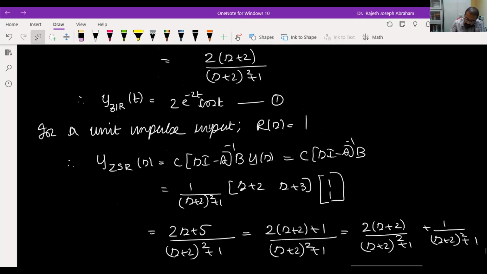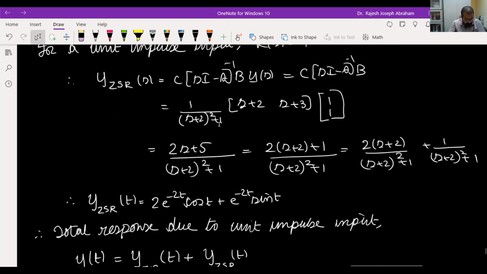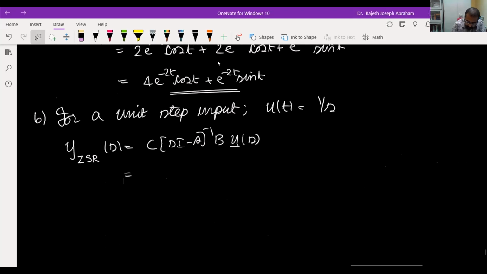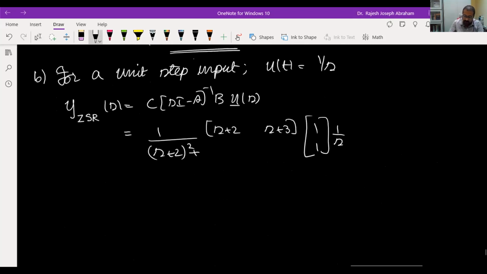This thing. So 1 by (s plus 2) whole square plus 1, into (s plus 2, s plus 3). And our B is 1, 1. And U of s is 1 by s. Okay. So when you simplify this, what will you get? You must get something like this: (2s plus 5) whole divided by s into (s plus 2) whole square plus 1.